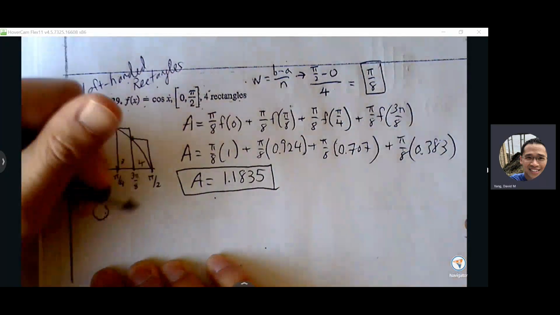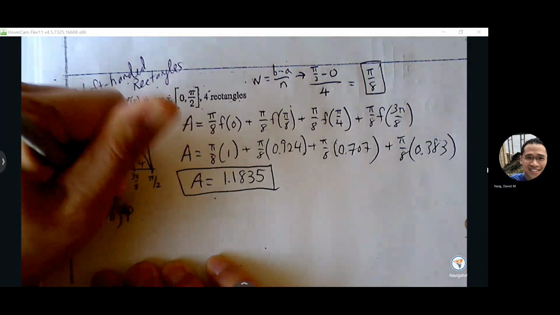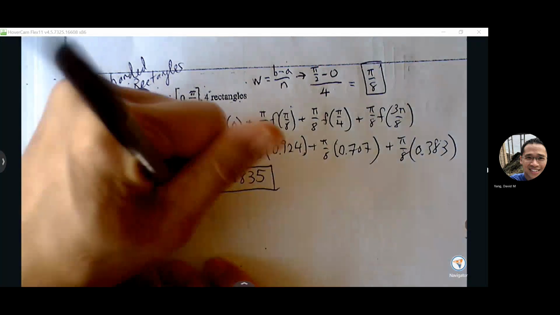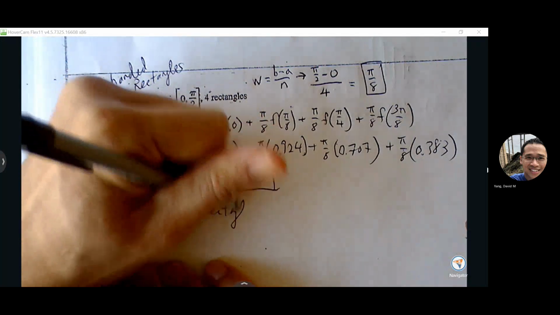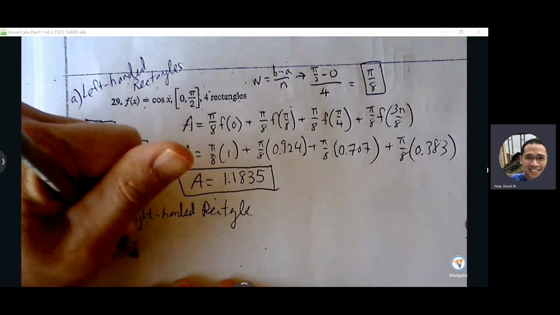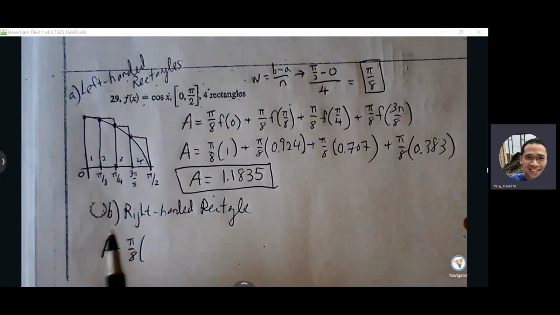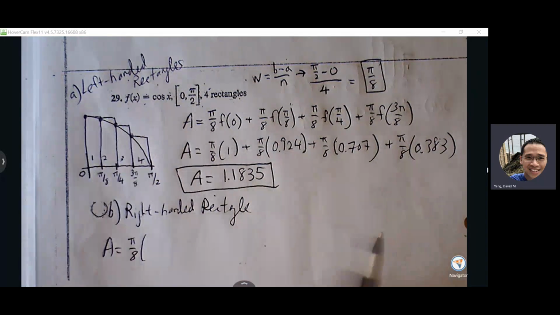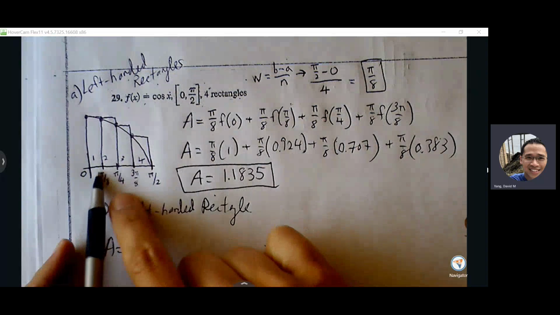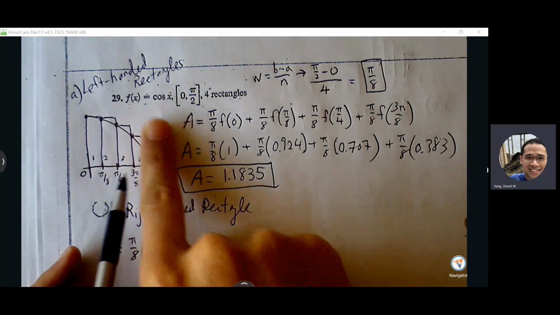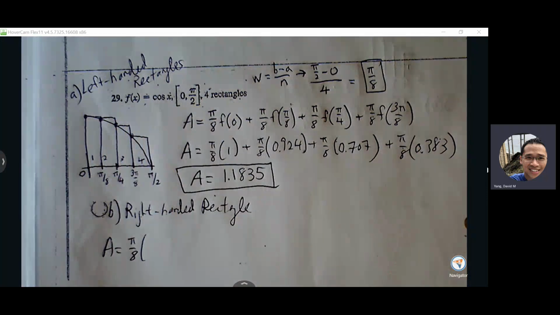Okay. And then if I want to do right-handed rectangles, I'm just going to do a shortcut here. Factor out the pi over 8, since the width is going to be the same. But rather than choosing the left endpoint, I'm choosing the right endpoint of each subinterval. So I'm going to start at pi over 8, because pi over 8 is the right endpoint of my first subinterval. Then I do pi over 4, then I choose 3 pi over 8, and then I choose pi over 2.